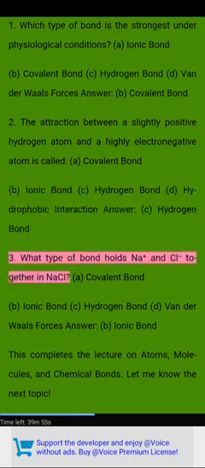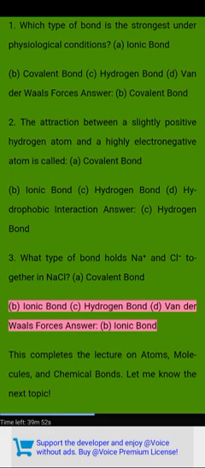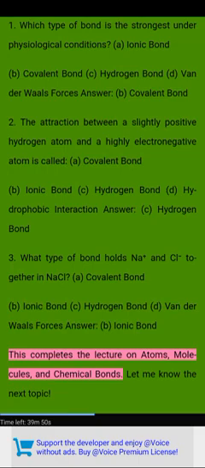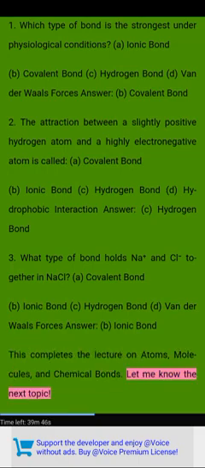3. What type of bond holds Na+ and Cl- together in NaCl? A. Covalent bond. B. Ionic bond. C. Hydrogen bond. D. Van der Waals forces. Answer: B. Ionic bond. This completes the lecture on atoms, molecules, and chemical bonds. Let me know the next topic.